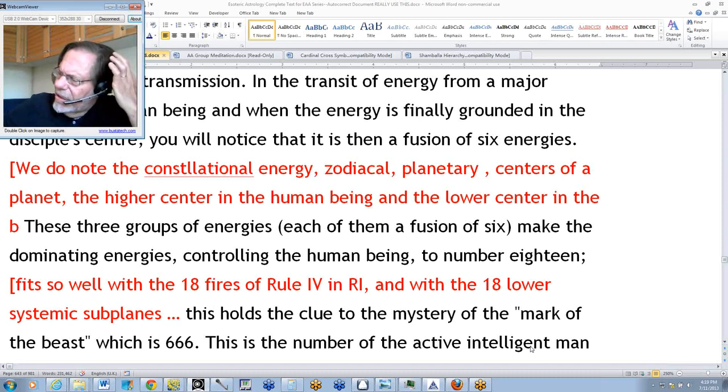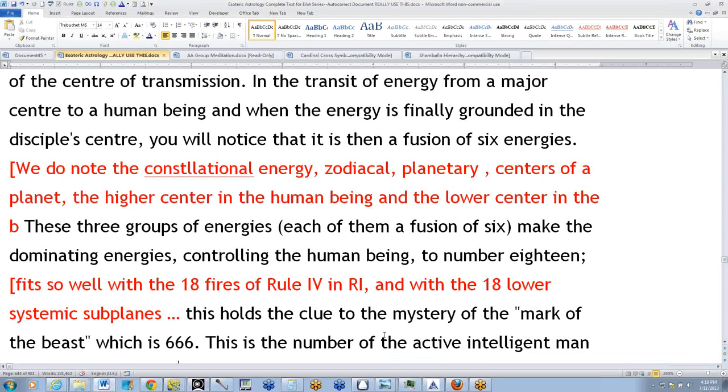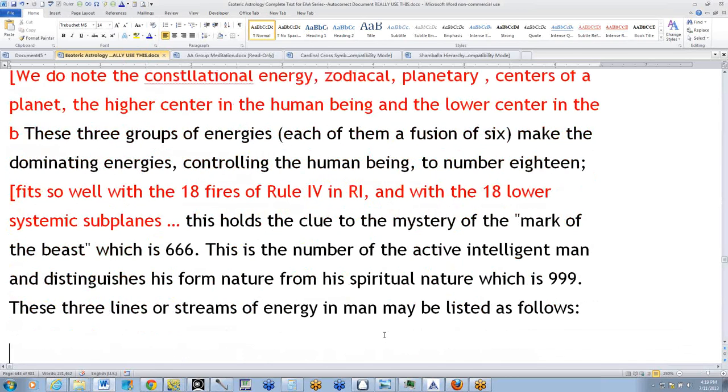to Mercury and to the Pleiades as a kind of throat center, and the throat center and the sacral center are not listed. So this is the number 666 of the active, intelligent man, and distinguishes his form nature from his spiritual nature, which is 999.